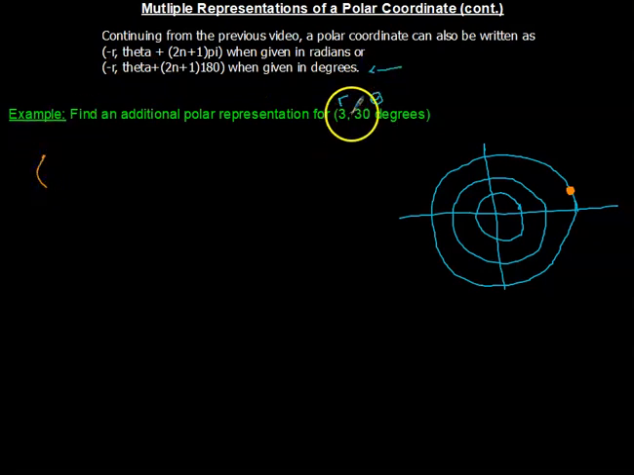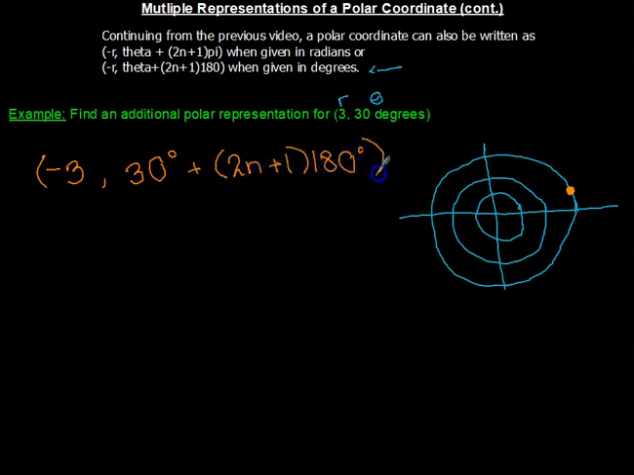Just keep in mind if r was negative and you're writing it this way, then changing the sign of r would make it positive. In this case, r is positive, so I'm going to change the sign of r to make it negative. And I'm going to write theta, which is 30 degrees, plus 2n plus 1 times 180 degrees. And you can leave it like this when you're writing the additional polar representation of the point.